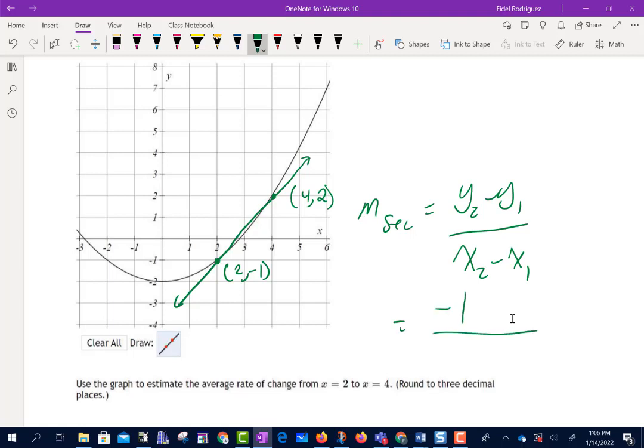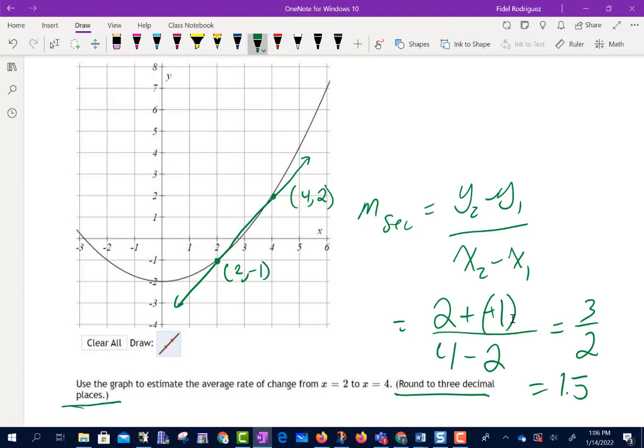So let's see, negative 1 minus 2 over 2 minus 4. Okay, or if you'd like to, I've kind of wrote them the other way, so let's write them the way they were written. So 2 minus negative 1 doesn't really make that big of a difference, over 4 minus 2. So this is going to give me 3 over 2. My slope is 1.5. The only reason I'm writing as a decimal, y'all, the directions here say round it to 3 decimal places. Okay, so that's the last part there of 2.1.